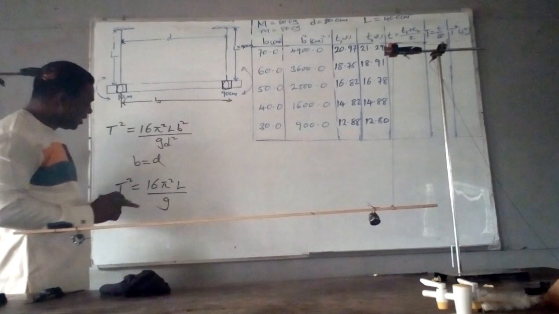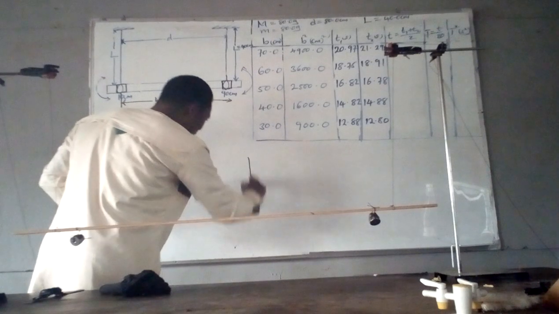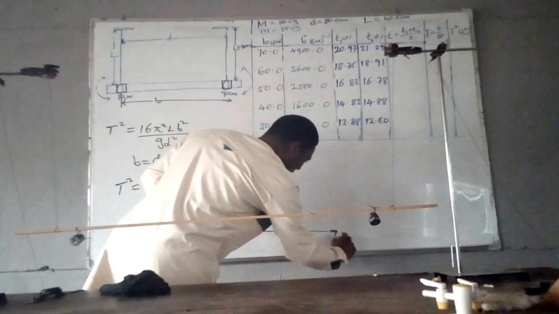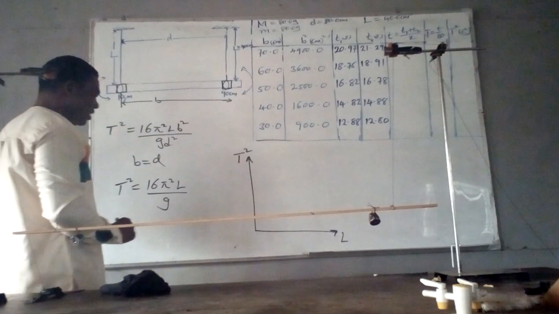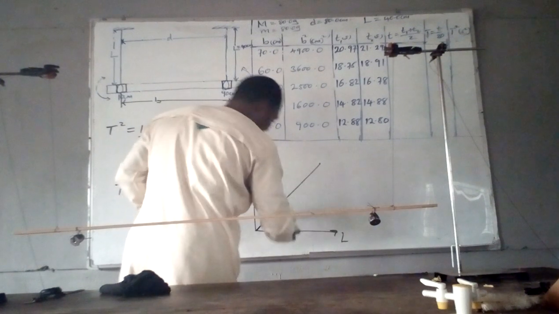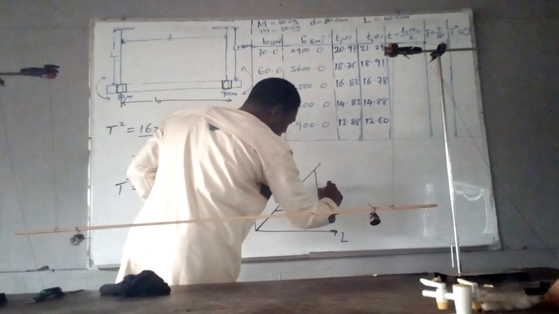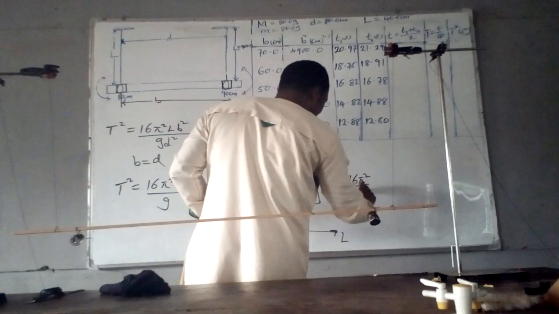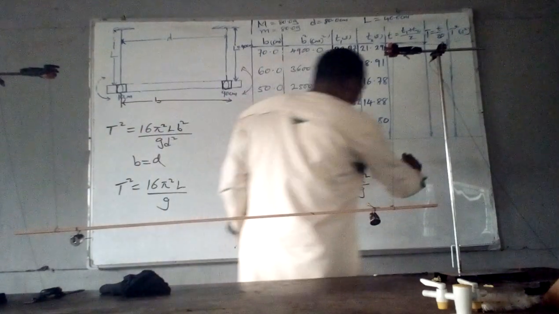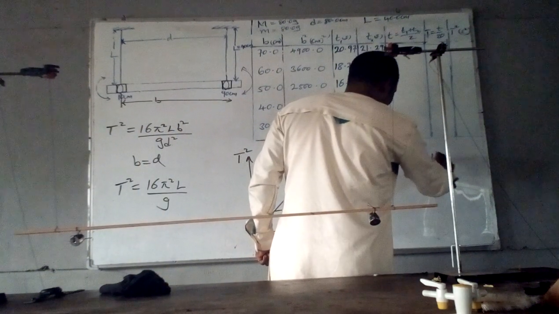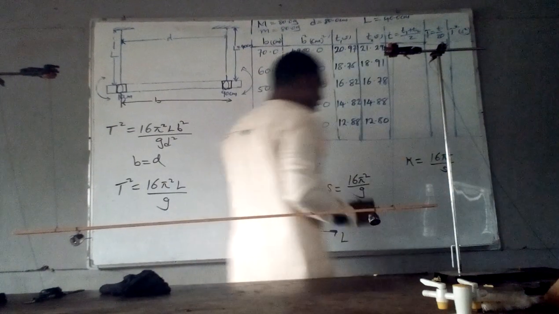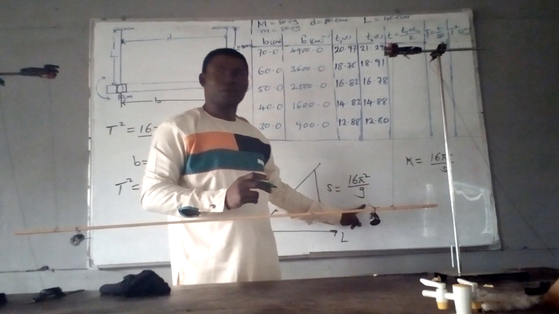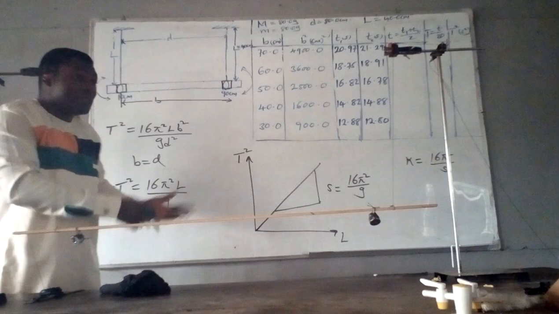Are you following? Okay, and so you can be asked to plot the graph of T squared on the vertical axis against L on the horizontal axis. And then you have a straight line graph, no intercept. So the slope of the graph will give you 16 pi squared over g. So you can be asked to evaluate k, where k is equal to 16 pi squared over the slope. And if you are asked to do that, that k is definitely the acceleration due to gravity. So you can do it like this. That is the second possibility.